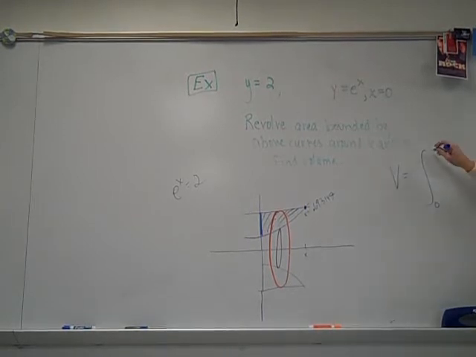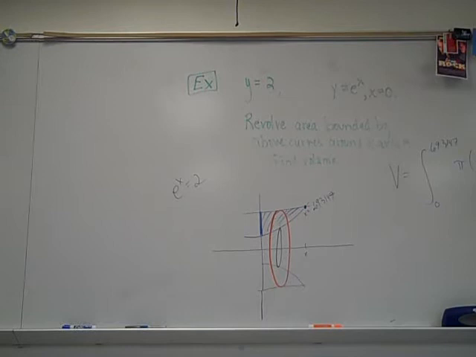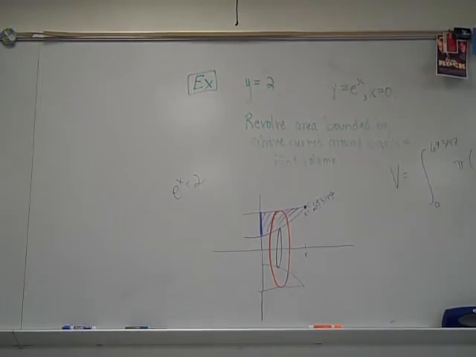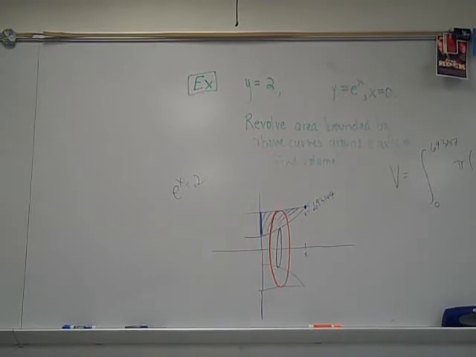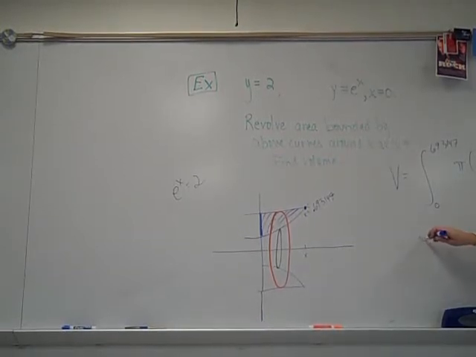So we're going to go from 0 to 0.693147. And we're going to go pi radius squared minus pi radius squared. What's the radius of the outermost circle? 2. Good. And the radius of the innermost circle? e to the x. Then you take out that pi.